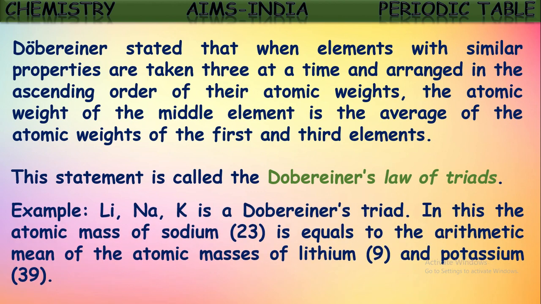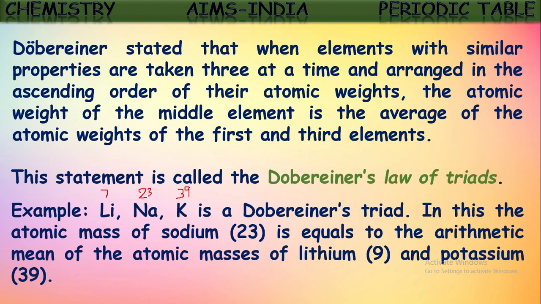For example, lithium, sodium, potassium is a Döbereiner's triad. He observed that the chemical properties of these three elements are similar, so he called them one triad. These three elements are written in the increasing order of their atomic weights. The atomic weight of lithium is 7, whereas the atomic weight of potassium is 39, and the atomic weight of sodium, as we know, is 23.